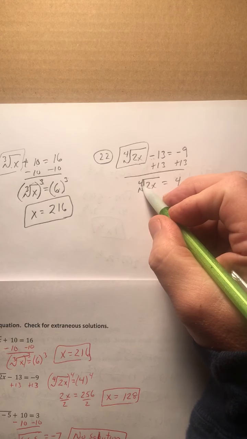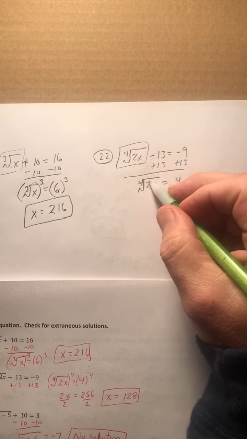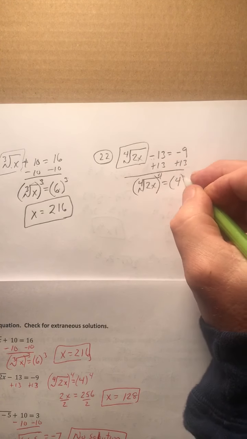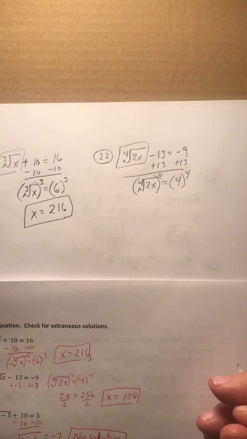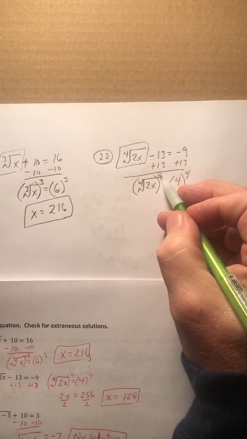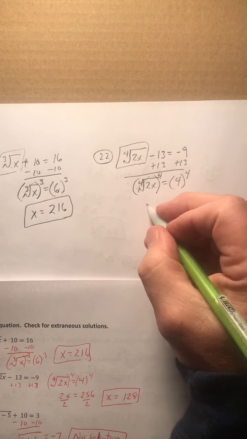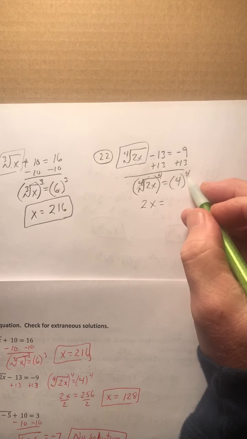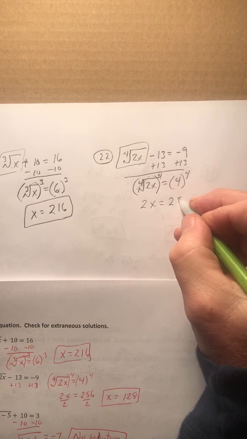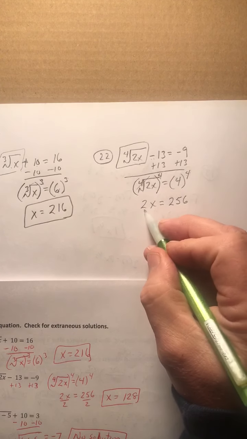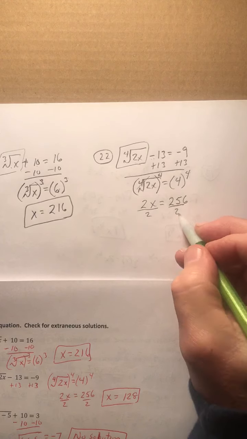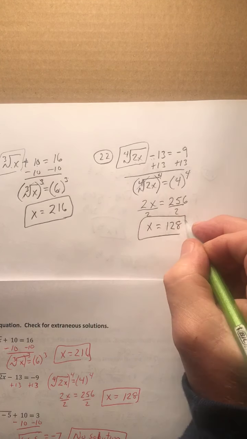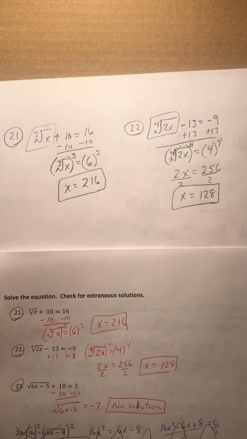Now we got to get rid of this 4. All right, that fourth root, and again, the opposite of fourth root is fourth power. So we have to take this side to the fourth power, and whatever we do to one side, we have to do to the other side. So both sides. Now this fourth power undoes the fourth root, so it leaves me with 2x equals 4 to the fourth power. 4 to the fourth power gives me 256. Then I just have to divide by 2. Divide by 2, and I get x equals 128. All right, 23.